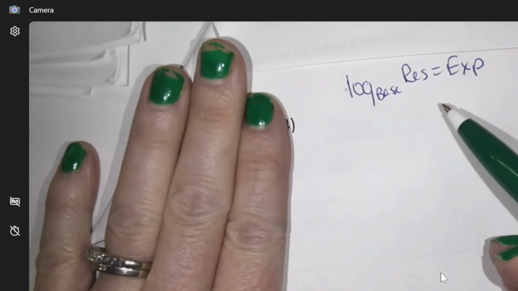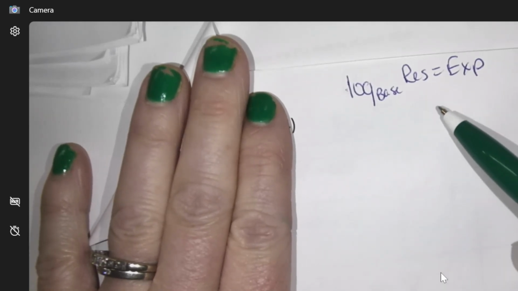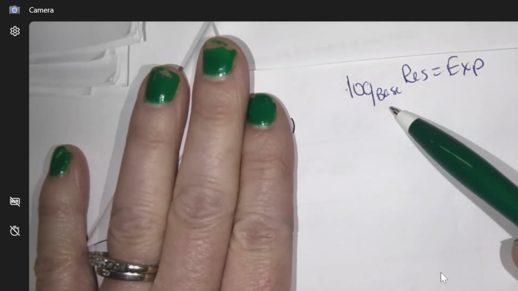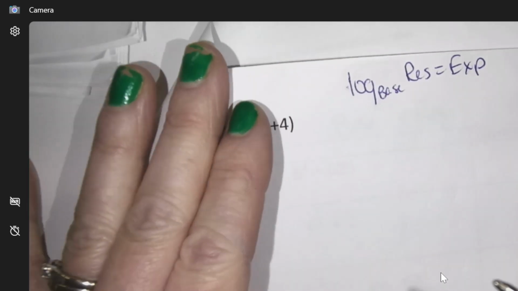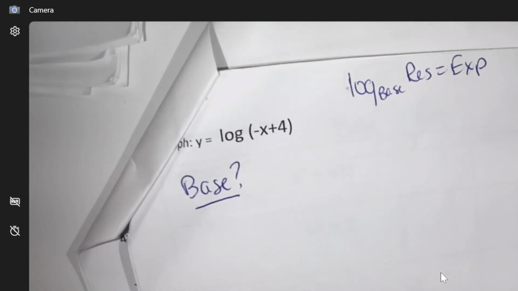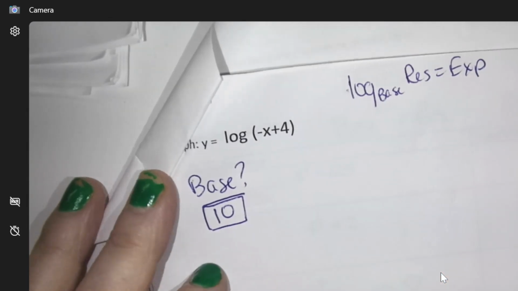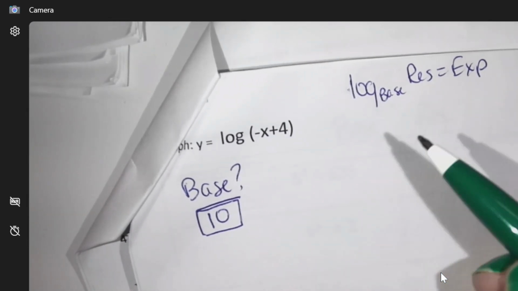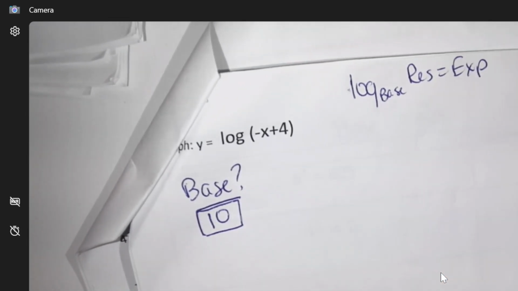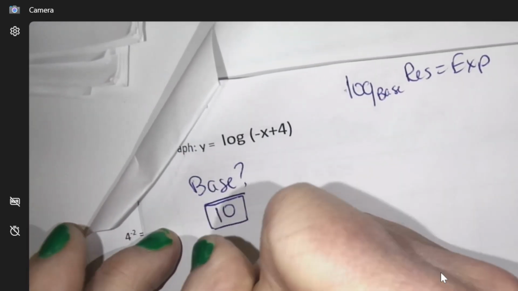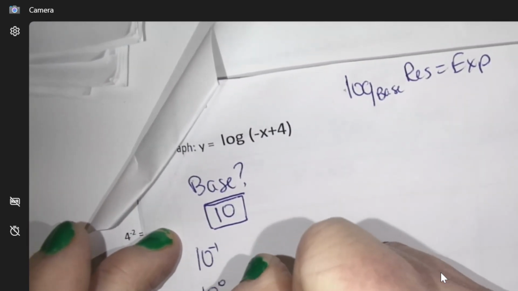Okay, so when working with logs yesterday, we always followed this format: log base result equals exponent. So what is the base? 10, remember. The base is 10, it's that secret one, because there's nothing down here. So this is the secret one, 10. So what do we do? 10 to the negative 1, 10 to the 0, 10 to the 1.